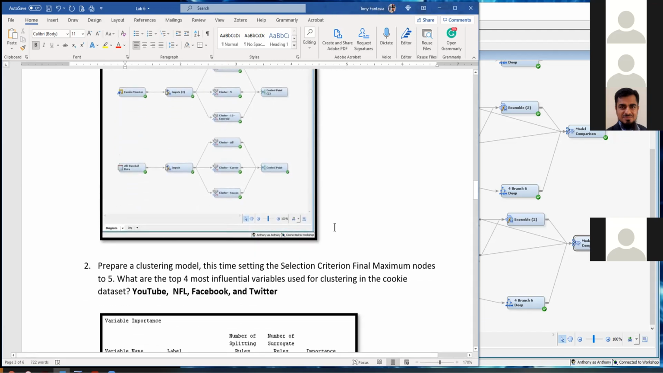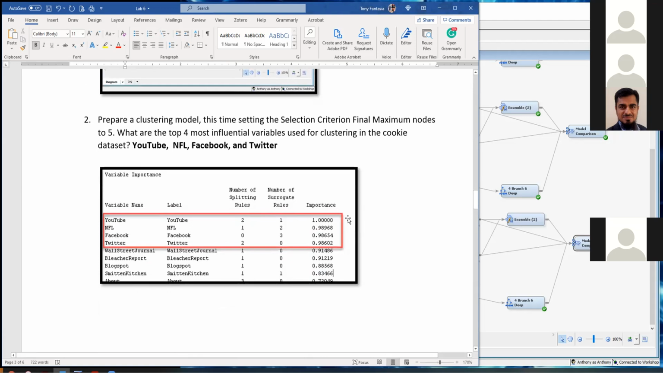Excellent. Same. Then for number 2, prepare a clustering model, this time setting the selection criterion final maximum nodes to 5. What are the top 4 most influential variables used for clustering in the cookie data set? I got YouTube, NFL, Facebook, and Twitter. Anybody get anything different? I have the same.